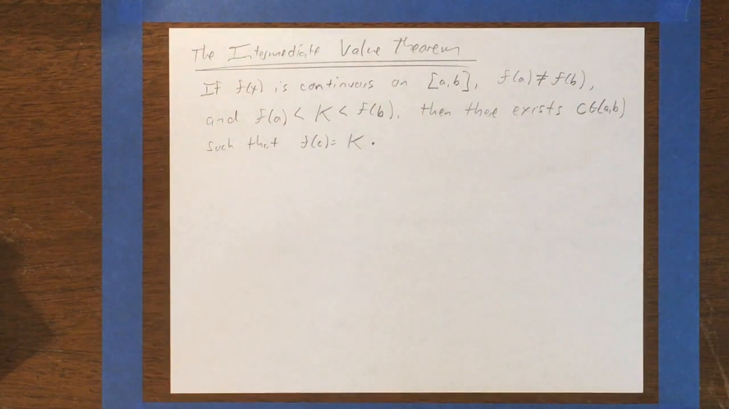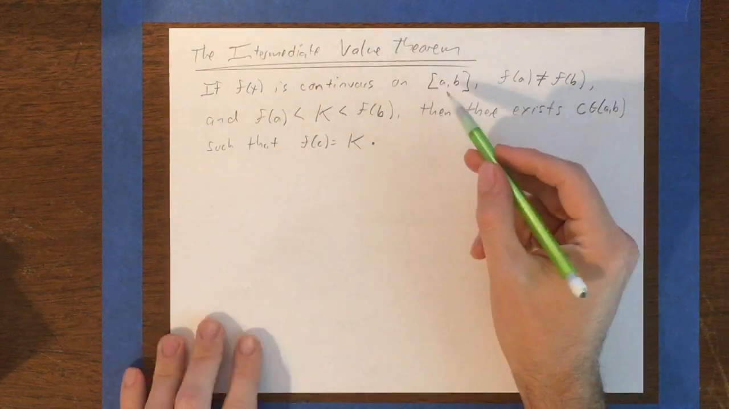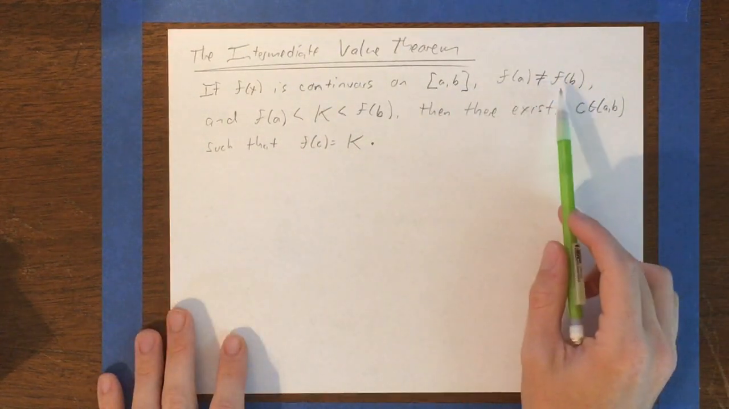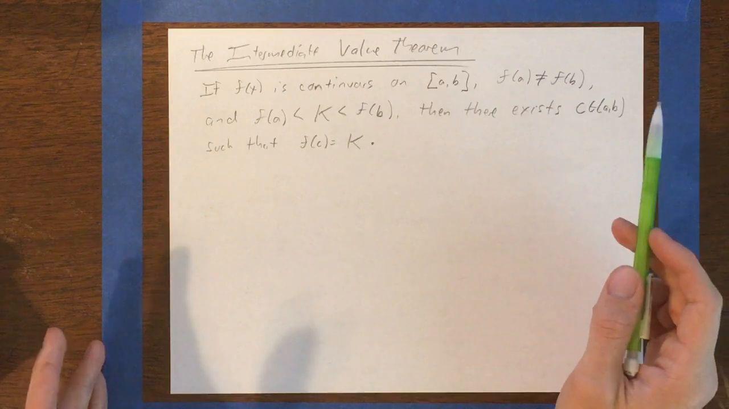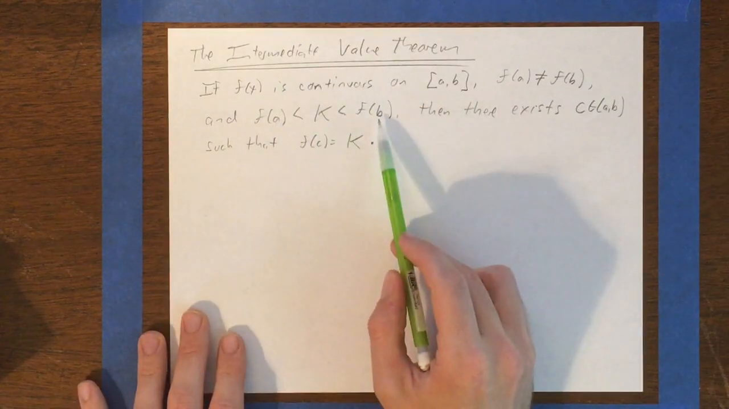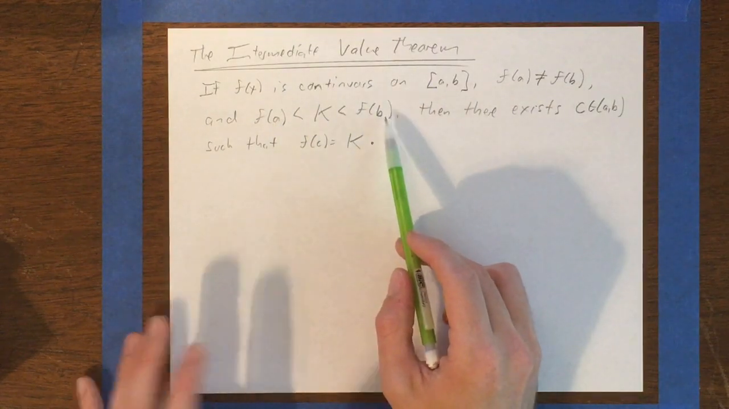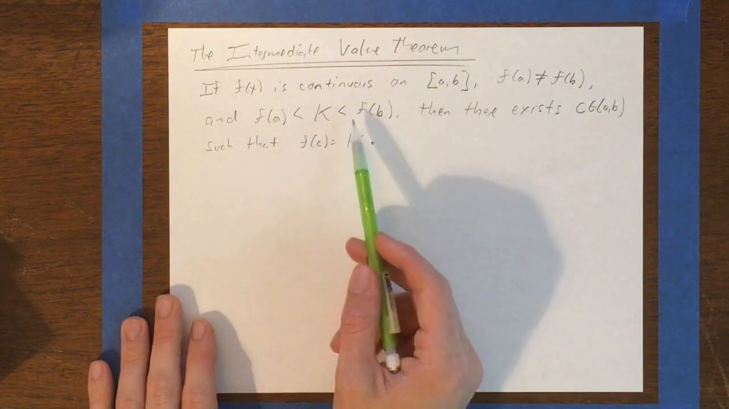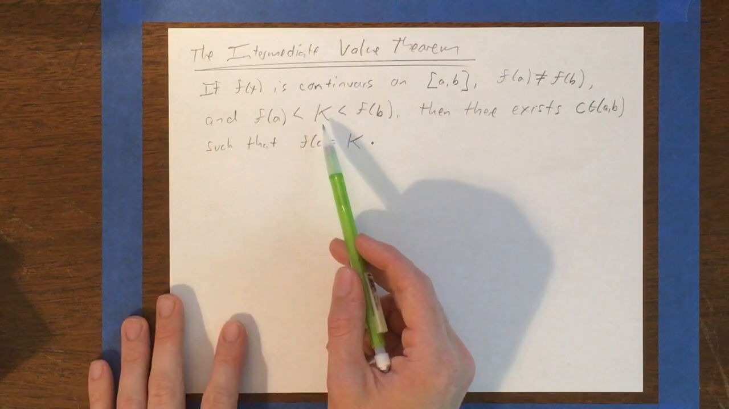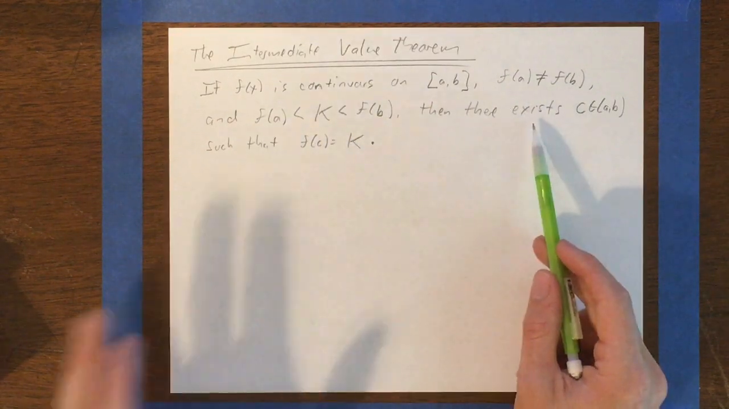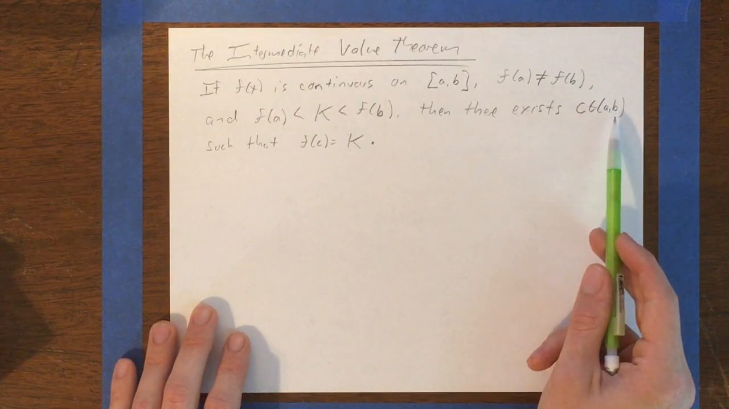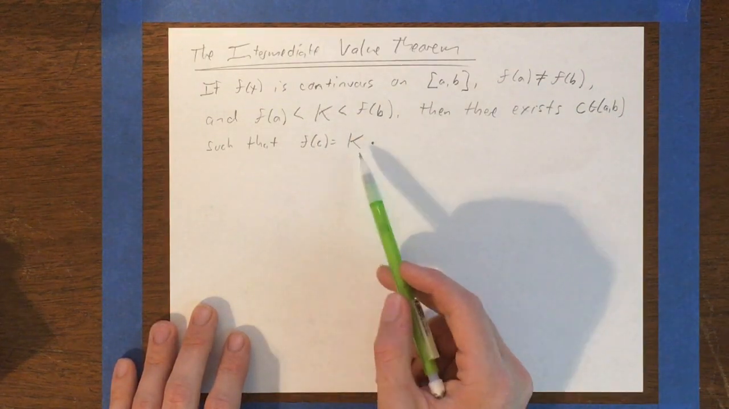So it says this: if you have a continuous function f of x, continuous on a closed interval from a to b, and if f of a and f of b, the outputs of the function at those endpoints, are different from one another, in particular f of a is smaller and f of b is bigger, and if you have any number, we're going to call it k, which is in between those, like a y value, then there will exist, guaranteed, some number c in between a and b, such that the function value of c equals k.